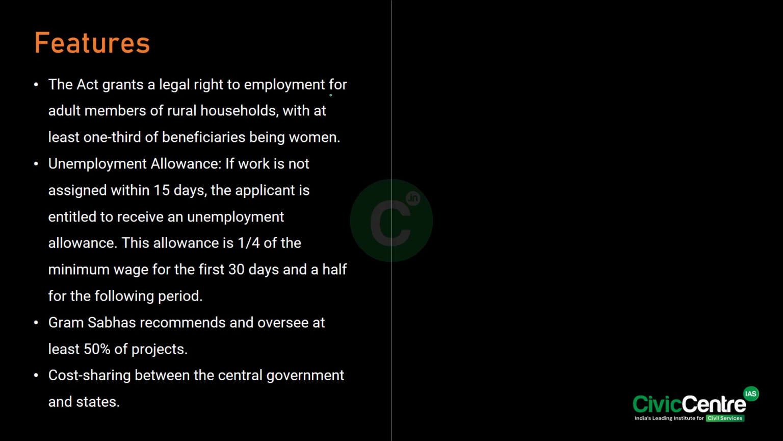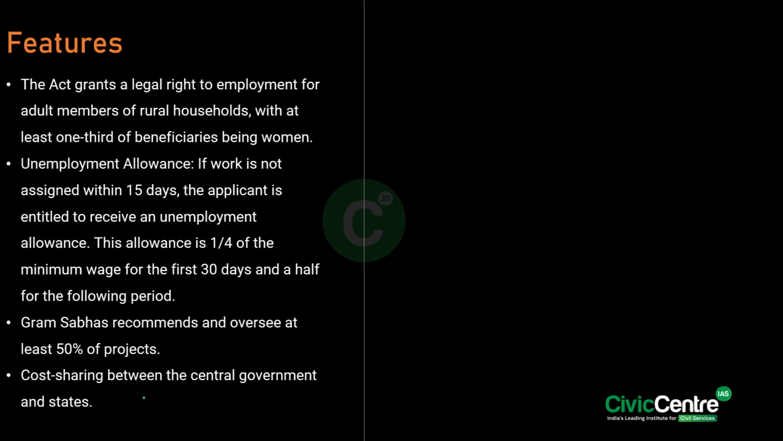So if you have to look at the various features under the MGNREGA, firstly, the Act grants a legal right to employment for adult members of rural households, with at least 1/3 of the beneficiaries being women. Furthermore, if the work is not assigned within 15 days, the applicant is entitled to receive an unemployment allowance. So this allowance is 1/4 of the minimum wage for the first 30 days and a half for the following period. Significantly, the Gram Sabhas recommend and oversee at least 50% of the projects, and the cost sharing is done between the central government and the states.